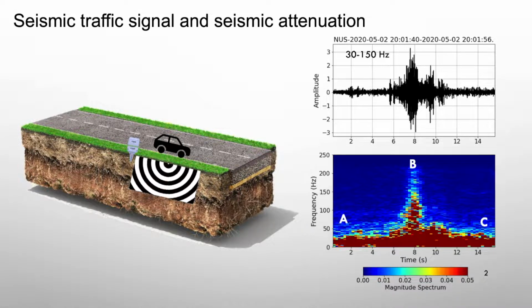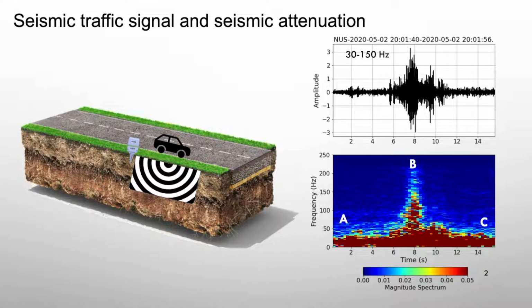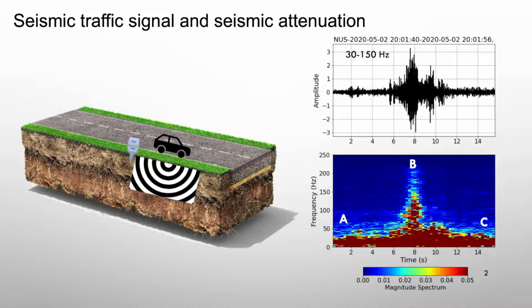A represents the car is approaching the sensor, and it starts to generate enough energy to be recorded by the seismic sensor. B shows the car arrived at the sensor, and that is why the energy of the recorded signal is the strongest at this point. And C shows the car is leaving the sensor, and the energy starts to be not strong enough to be recorded by the sensor due to seismic attenuation.